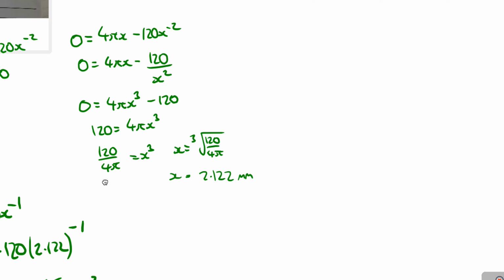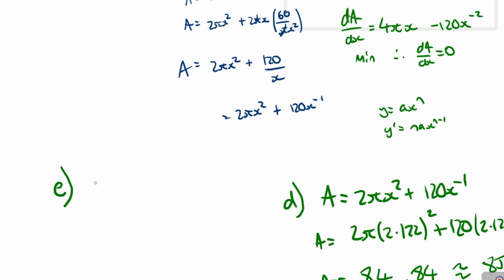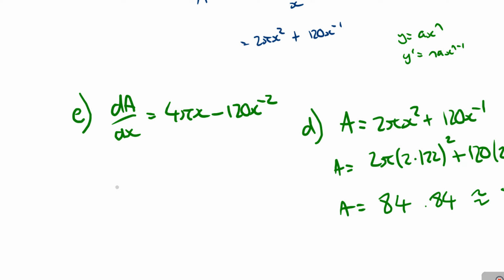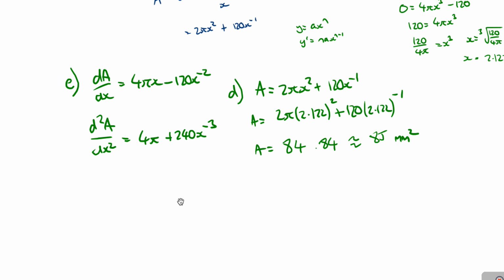To show that the value of A is a minimum, we're going to differentiate again. So this is where you use your d2A/dx squared. We start off with our original 4 pi x minus 120x to the power minus 2, and then we differentiate. So 4 pi x will go to 4 pi, and then minus 120 times minus 2 is equal to 240, so plus 240x to the power of minus 3, and then we get our x value, which was 2.122.